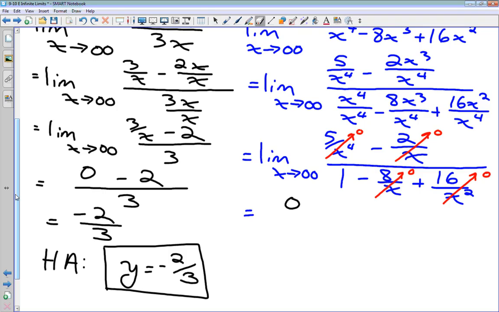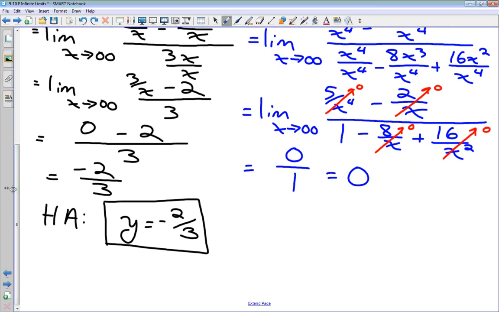0 divided by 1. Can I do 0 divided by 1? Okay, half of you said no and half of you said yes. 0 divided by 1? Yes. You can divide 0 by 1. You're just going to get 0. Okay? So our horizontal asymptote here is going to be y equals 0.